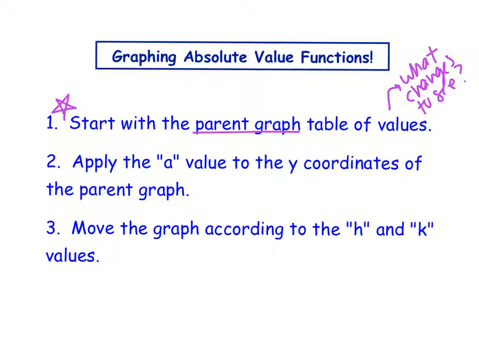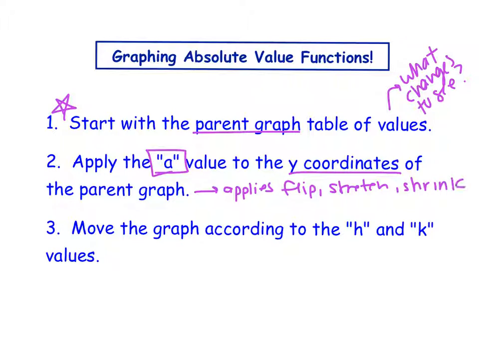Start thinking that through. Once we're done, we're going to apply the A value. So we're going to multiply all of the y coordinates of the parent graph. So essentially what this step does is apply the flip, the stretch, or the shrink, depending on what combination of those you have. So we're going to take all of those y coordinates and multiply them from the parent graph by the A value to flip, stretch, and or shrink. Then finally, as we move to the graph to plot, we're going to move according to the H and K values. We're going to move that graph horizontally and vertically around the coordinate plane.